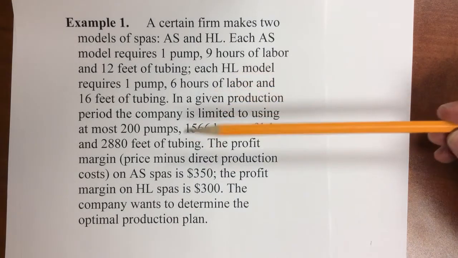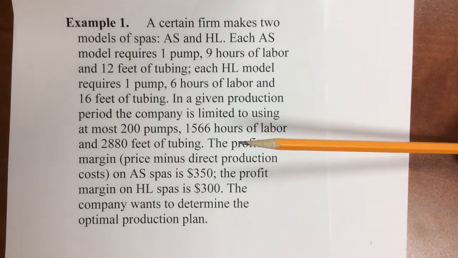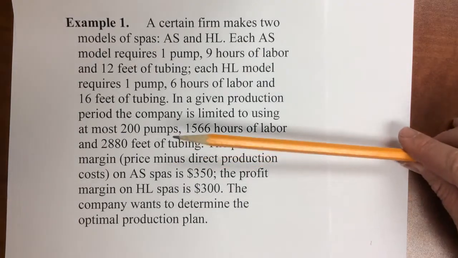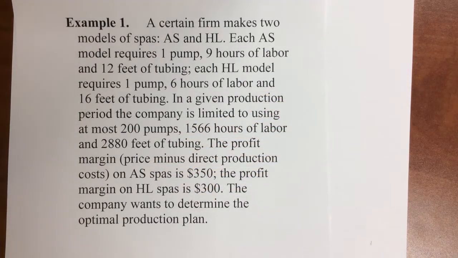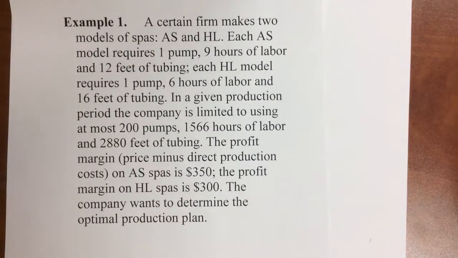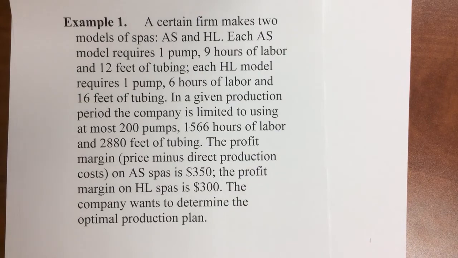In a given production period, the company is limited to using at most 200 pumps, 1,566 hours of labor, and 2,880 feet of tubing. One way to think about this is, let's look at what's on our inventory shelves. This is what we've already purchased and we have to work with. On our shelf we have 200 pumps, we have 2,880 feet of tubing, and we've already paid workers to work 1,566 hours. Now the profit margin for an AS spa is 350 and for an HL spa is 300. The company wants to determine the optimal production plan.